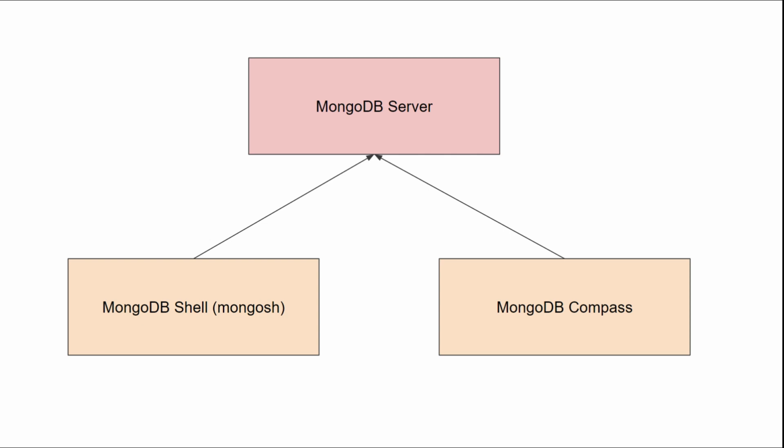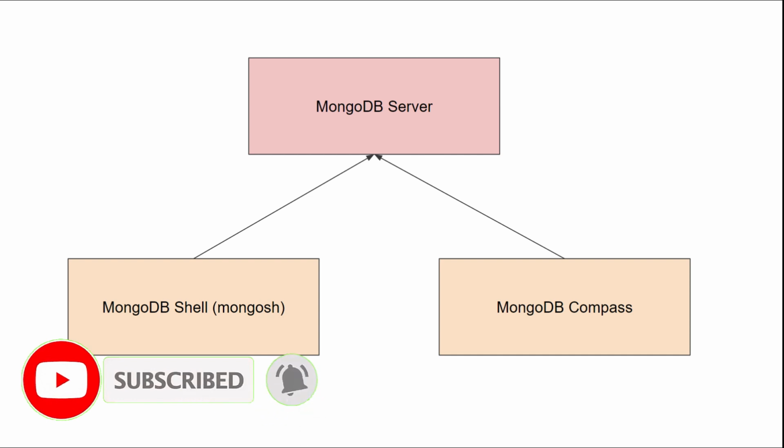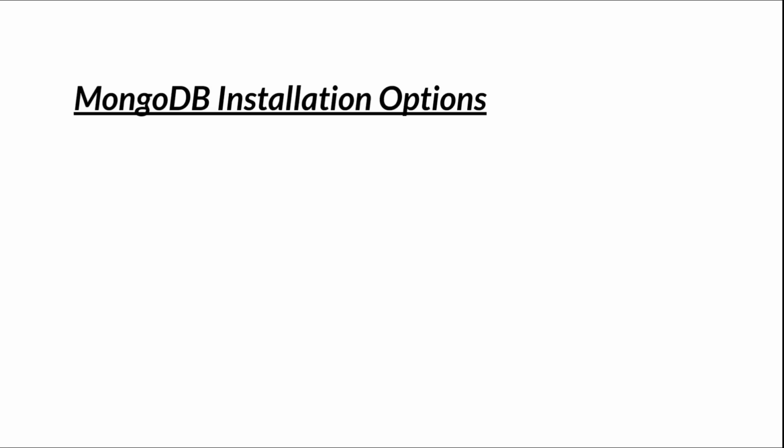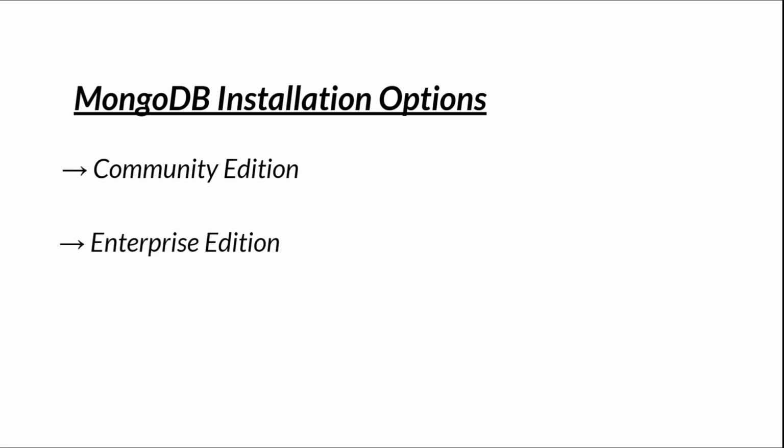So these are the two ways in which you can connect to the MongoDB database. One is the interactive shell, which is built on top of JavaScript, called MongoDB shell or mongosh. And then we have MongoDB Compass, which is a graphical user interface. It's a nice UI using which you can play around with the database. This is what MongoDB comprises of, all right? And before beginning the installation, it's important that you understand this. Next, what are the installation options for MongoDB? The first one is the Community Edition, and then you also have MongoDB available as an Enterprise Edition.